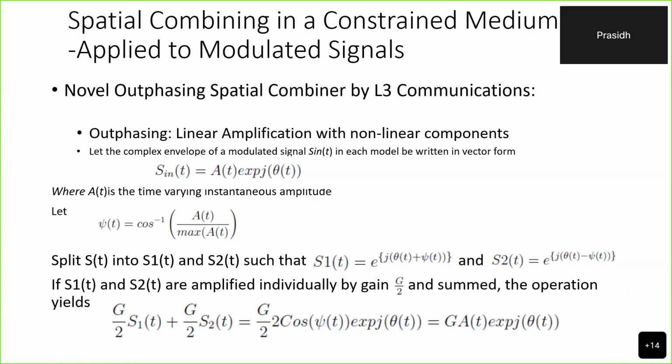Since the signal is decomposed into two constant envelope modulated signals, the two can be amplified using high efficiency classes, like class C or class E. Of course, in millimeter wave, class E hasn't been very feasible. So this is where the application of spatial combining could be seen.